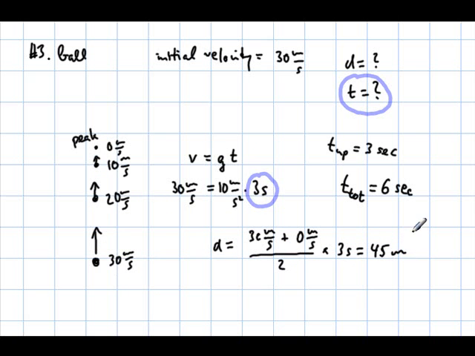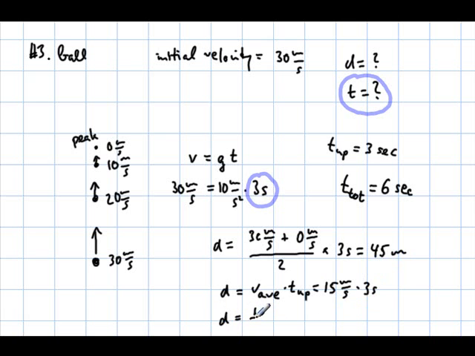As I said, now that we have the time, we can actually figure that out in 3 different ways. One would be the average velocity times time, and again this here would be the time up. Average velocity between 30 and 0 is of course 15, and then time up is 3 seconds. Of course that also comes out to 45. I'm not writing that down because I already did here earlier, and you have a choice of 3 equations.